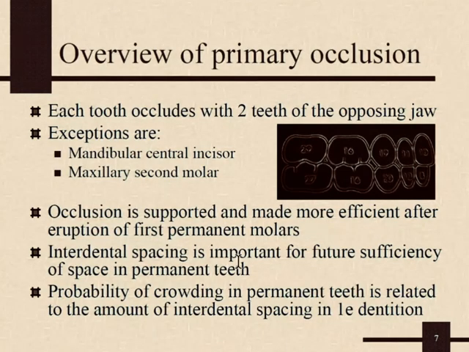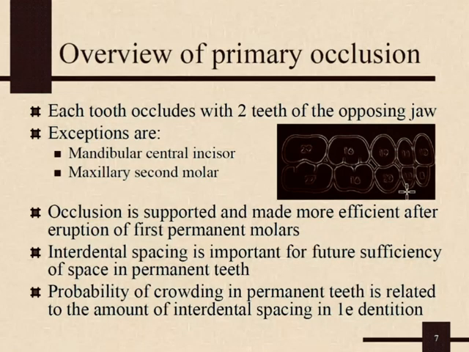We call them developmental spaces, or physiologic spaces, because we need sufficient space to establish proper alignment in the permanent dentition. For example, if we have crowding in the primary dentition, or insufficient spacing in the primary dentition, we will have problems or malocclusion later on in the permanent dentition. This is what we say here about the primary dentition.